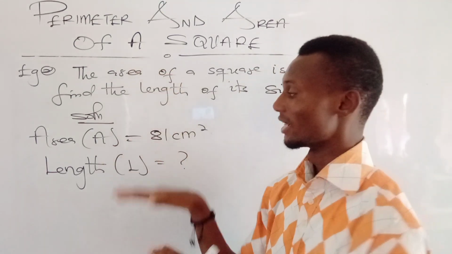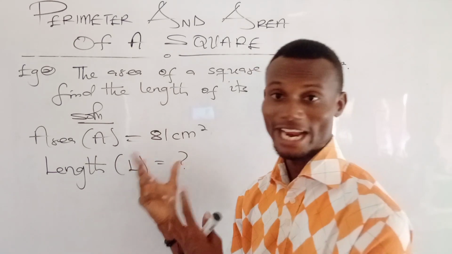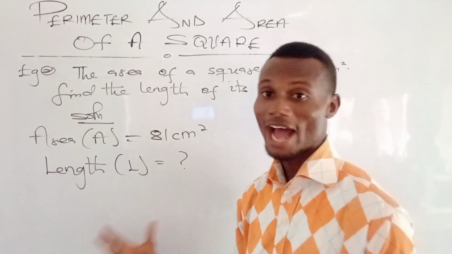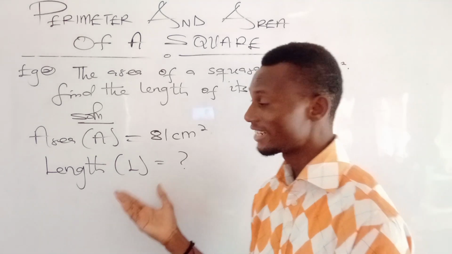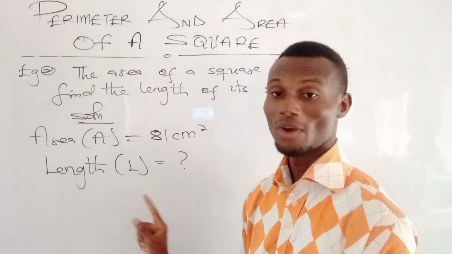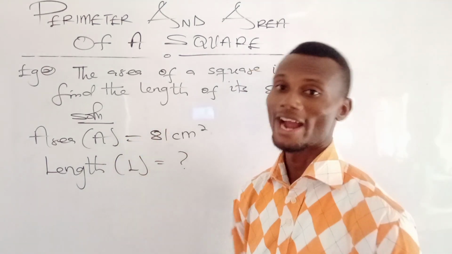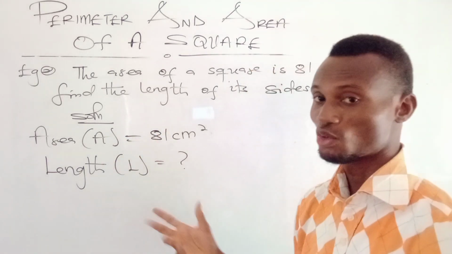From the question, the only thing we have been given is the area of the square, which is 81 centimeters squared, and we are being asked to find the length. So the only place we can go and find the length from is the area. So we'll go to the area and find the length from there. That's how to go about it.